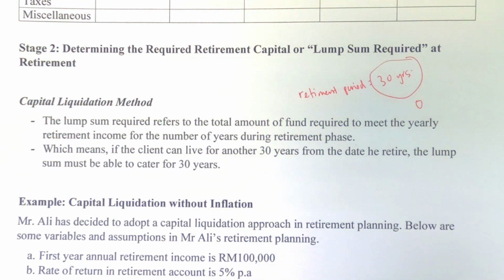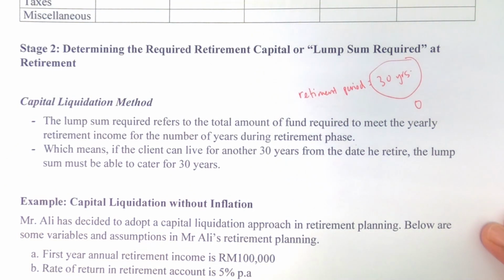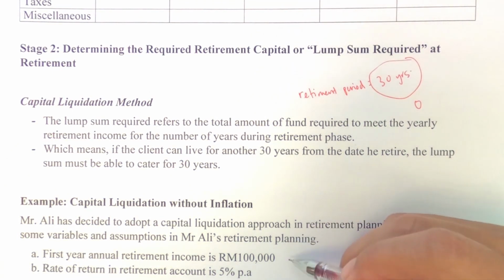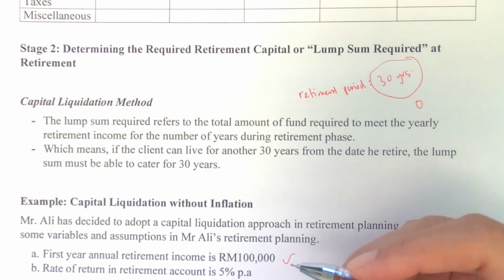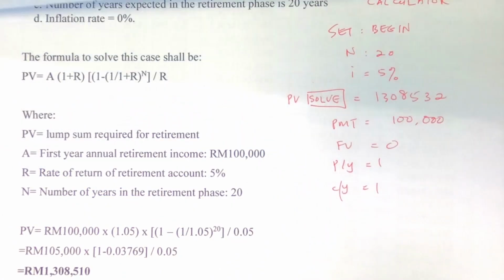I'll give you an example of capital liquidation without inflation. In this case, Mr. Ali decided to adopt a capital liquidation approach in retirement planning, and below are some variables and assumptions in Mr. Ali's retirement planning. Here is basically the information given to you. The first year annual retirement income is set to be 100,000. The rate of return in retirement is 5%. The number of years expected in the retirement phase is 20 years, and the inflation rate is 0%.